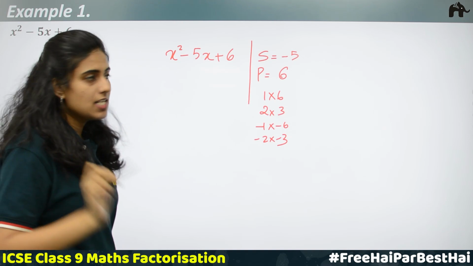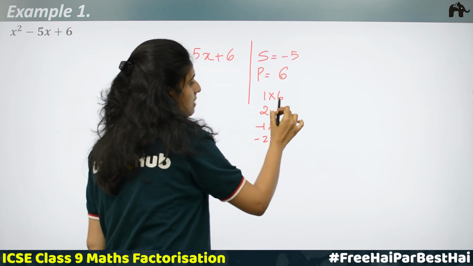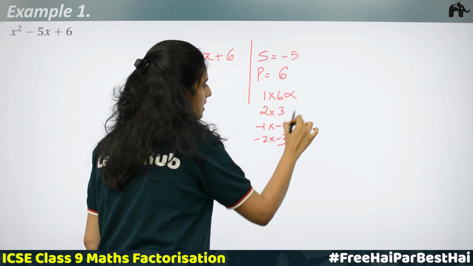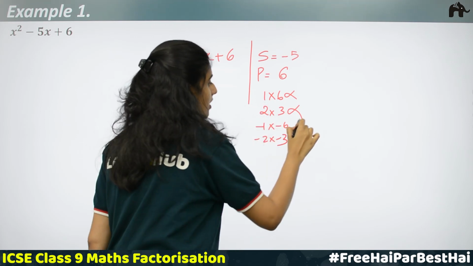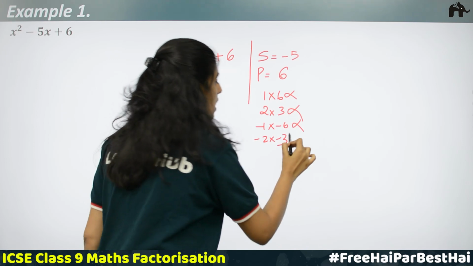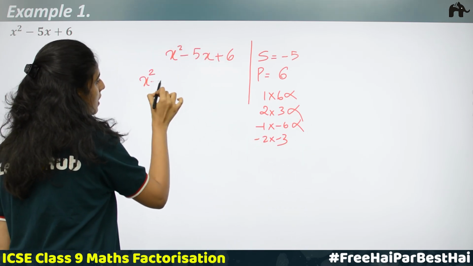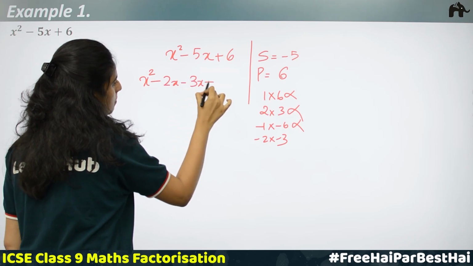So which can be taken? Product should be 6 and sum should be minus 5. 1 plus 6 is not minus 5. 2 plus 3 is not minus 5. Minus 1 minus 6 is minus 7, not. Okay, so minus 2 minus 3. Minus 2 plus minus 3 is minus 5. So here we can split the middle term. X square minus 2x minus 3x plus 6.